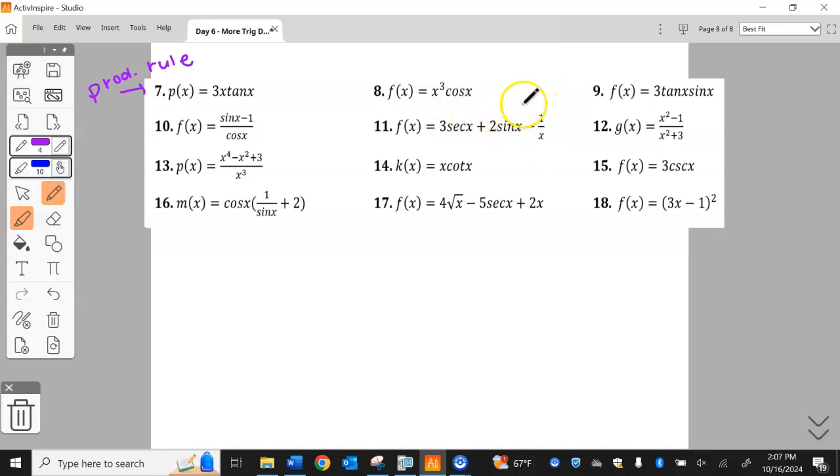Now if I look here, this is just a regular derivative, number 11. I can just go term by term. This 1 over x, I'd have to move it up first, and then I can just do my secant derivative, my sine derivative, and just do the regular one.